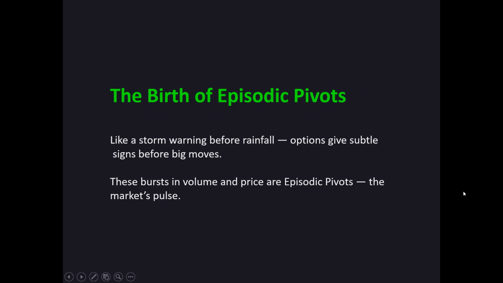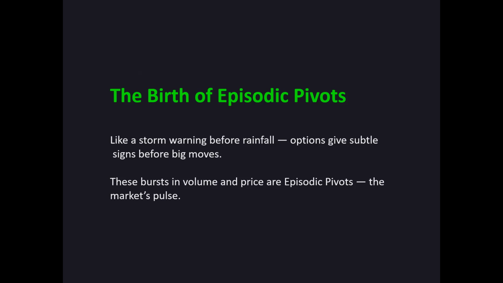The birth of episodic pivot is like a storm warning before rainfall. Options give subtle signs before big moves. These bursts in volume and price are episodic pivots, the market's pulse. The same thing happened today in Reddington. It burst in a big move from yesterday, 260 to 286, 26 points. That is how it is.